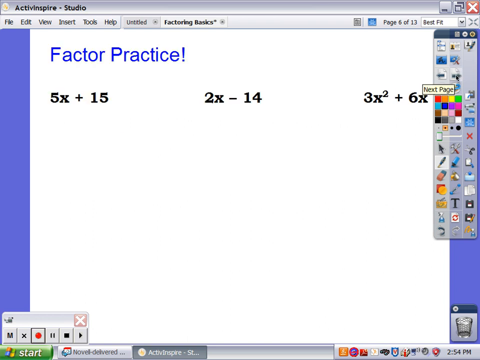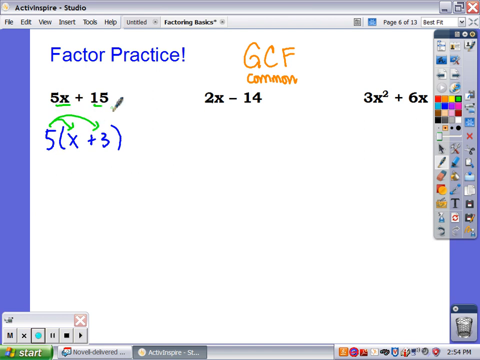Now let's dive in. First thing you are always going to look for is something that is common to both, the greatest common factor. And in the first one, I have a 5 that's common. I pull it out and I have an x plus 3. Why does that work? Because when I distribute it back in, I would get 5x and 15. It has to multiply to get what you started with.